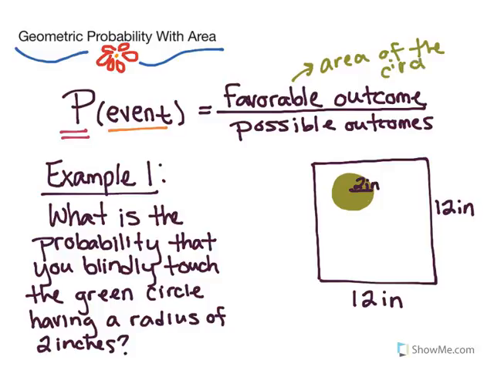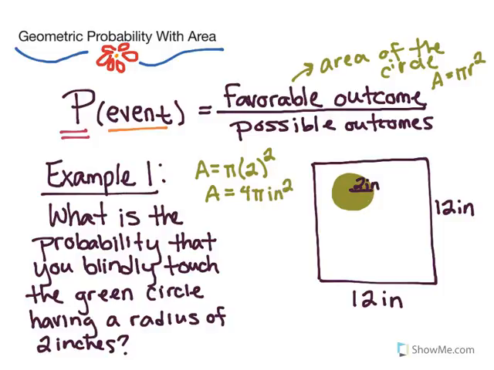And we know how to find the area of a circle. Its area equals pi r squared. So we're going to go ahead and set that equation up. So the area of the circle is equal to pi times the radius, which is 2, squared, which ultimately will give us an area of 4 pi inches squared.